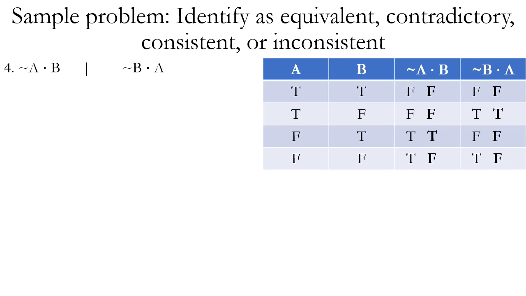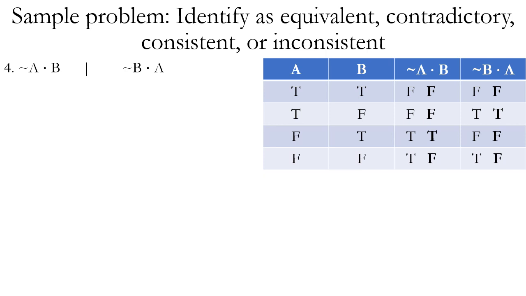You can see on row 3, the proposition tilde A dot B has the first conjunct, tilde A, true, and the second conjunct B is also true on that line, making the whole conjunction true. On every other line, at least one of them is false, so the conjunction is false. The second proposition, tilde B dot A, is only true on row 2, because on row 2, tilde B is true, and also A is true. So what does that make these propositions? Are they equivalent, contradictory, consistent, or inconsistent?